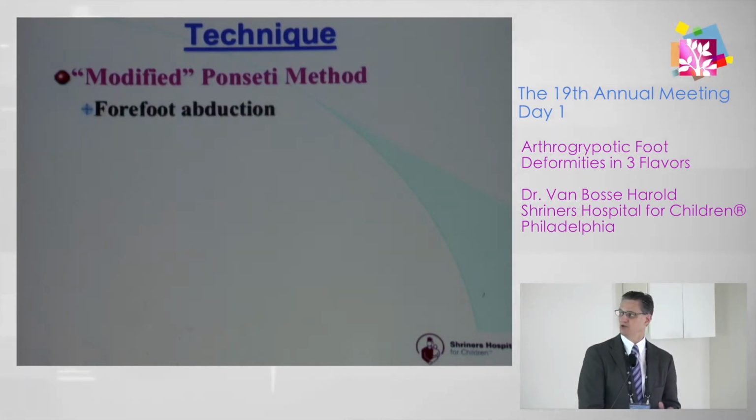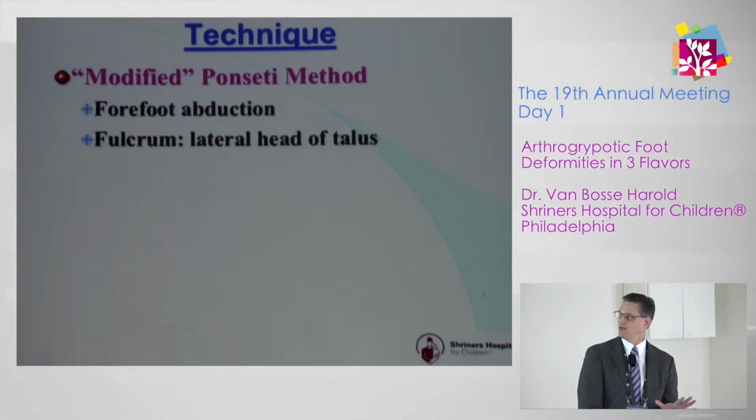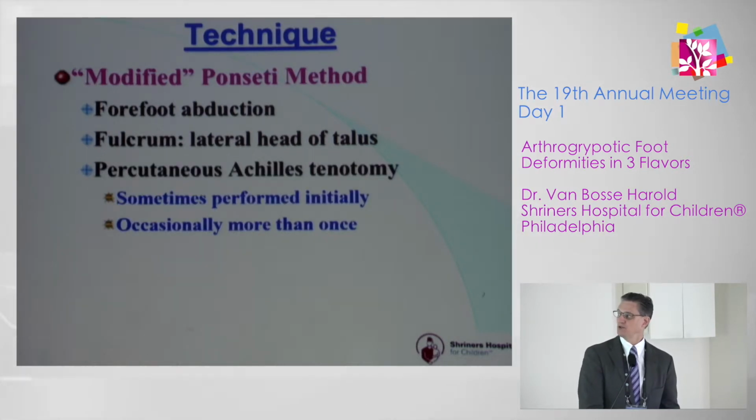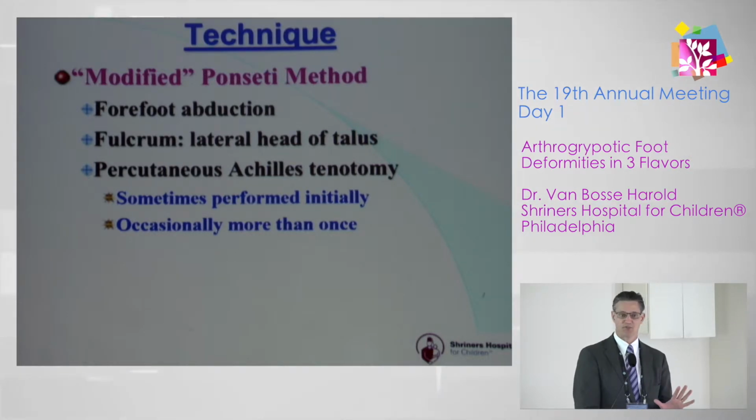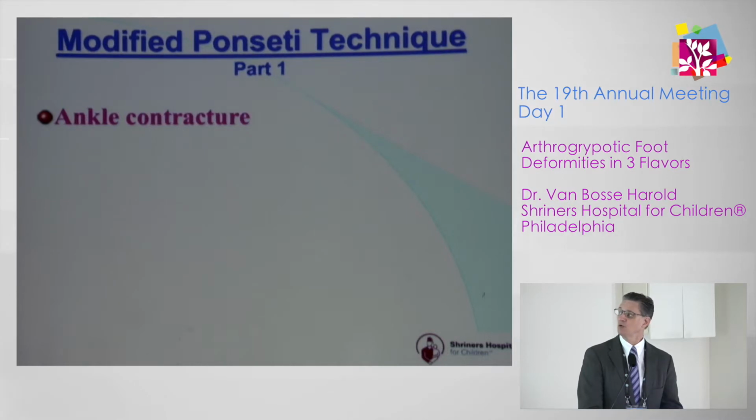So the Ponseti method, of course, is using forefoot abduction to gradually correct the foot across the talus, using the lateral head of the talus as your fulcrum, and then doing percutaneous Achilles tenotomies. Now, part of what we'll talk about is that usually in the Ponseti technique, that's the last thing you do. Here, sometimes it's the first thing you do. And then, of course, bracing.